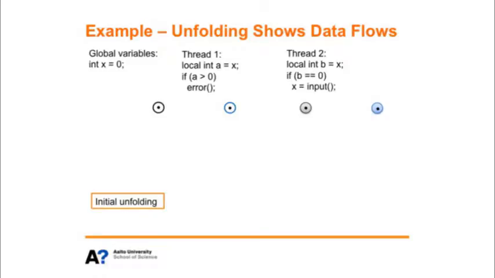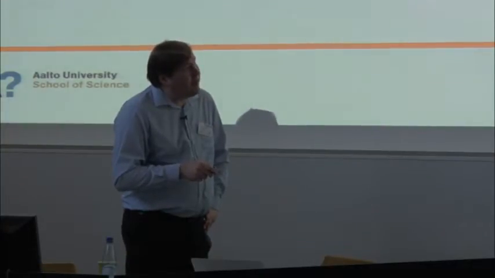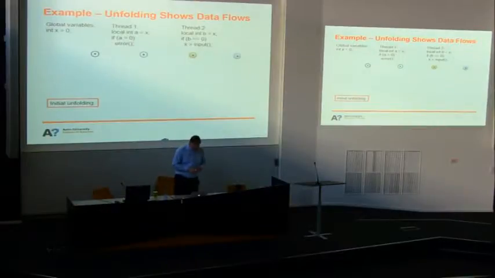So here's an example. We have one global variable, x. We have thread 1 that initializes its local variable a with the value of x. If a is greater than 0, then it's going to go to an error branch. Then thread 2 will initialize its local variable b using the global variable x. Then if b happens to be 0, it can grab a new input and store it to the global variable x, right?